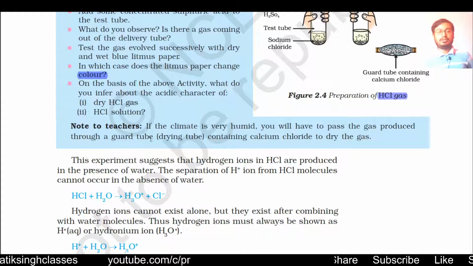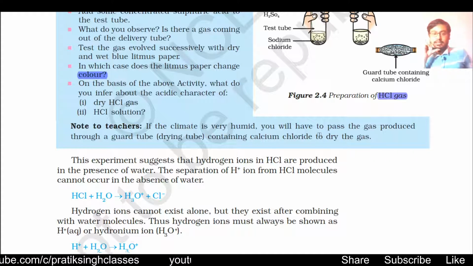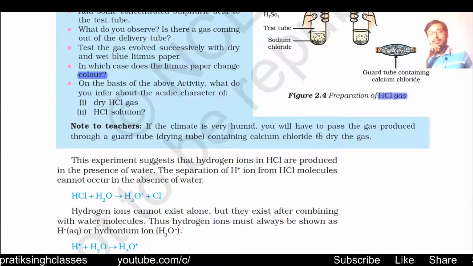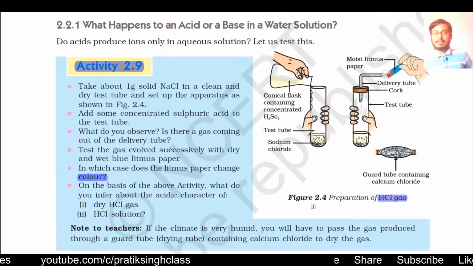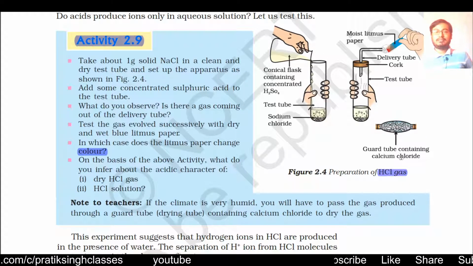Note to teachers: if the climate is very humid, you will have to pass the gas produced through a guard tube containing calcium chloride to dry the gas. If the climate is very humid, the air will contain a high amount of water vapor, and the water content will be very high. In that situation, you have to provide a guard tube near this outlet so that it will absorb the extra moisture from the HCl gas.